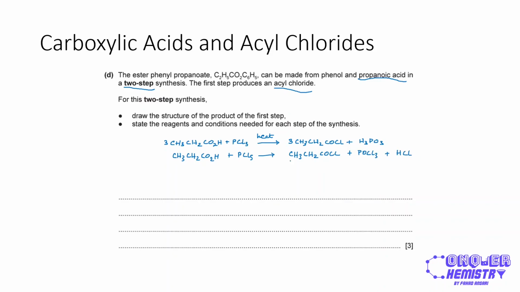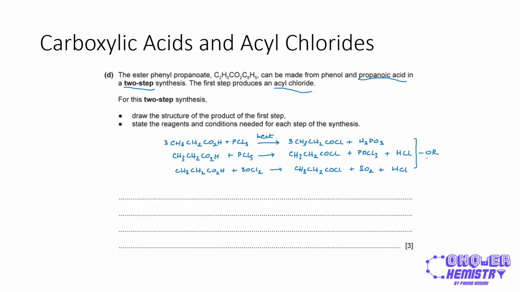And finally, we have another reagent. CH3CH2CO2H reacts with SOCl2. Again, this is only going to produce 1 mole of the acyl chloride. And you're going to have 2 byproducts. One of them is going to be SO2, and the other is going to be HCl. So you can use either of these reactions, right, to produce the acyl chloride.